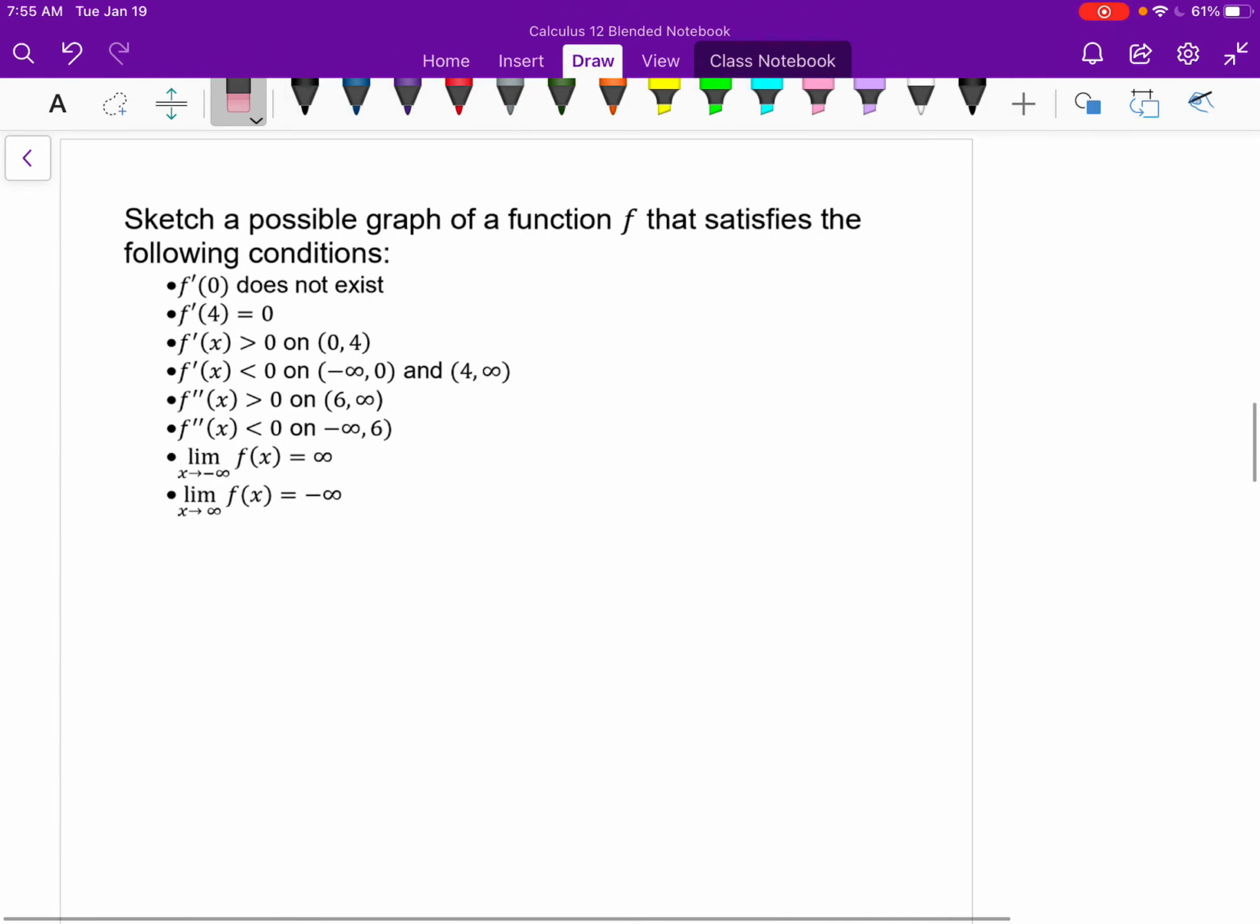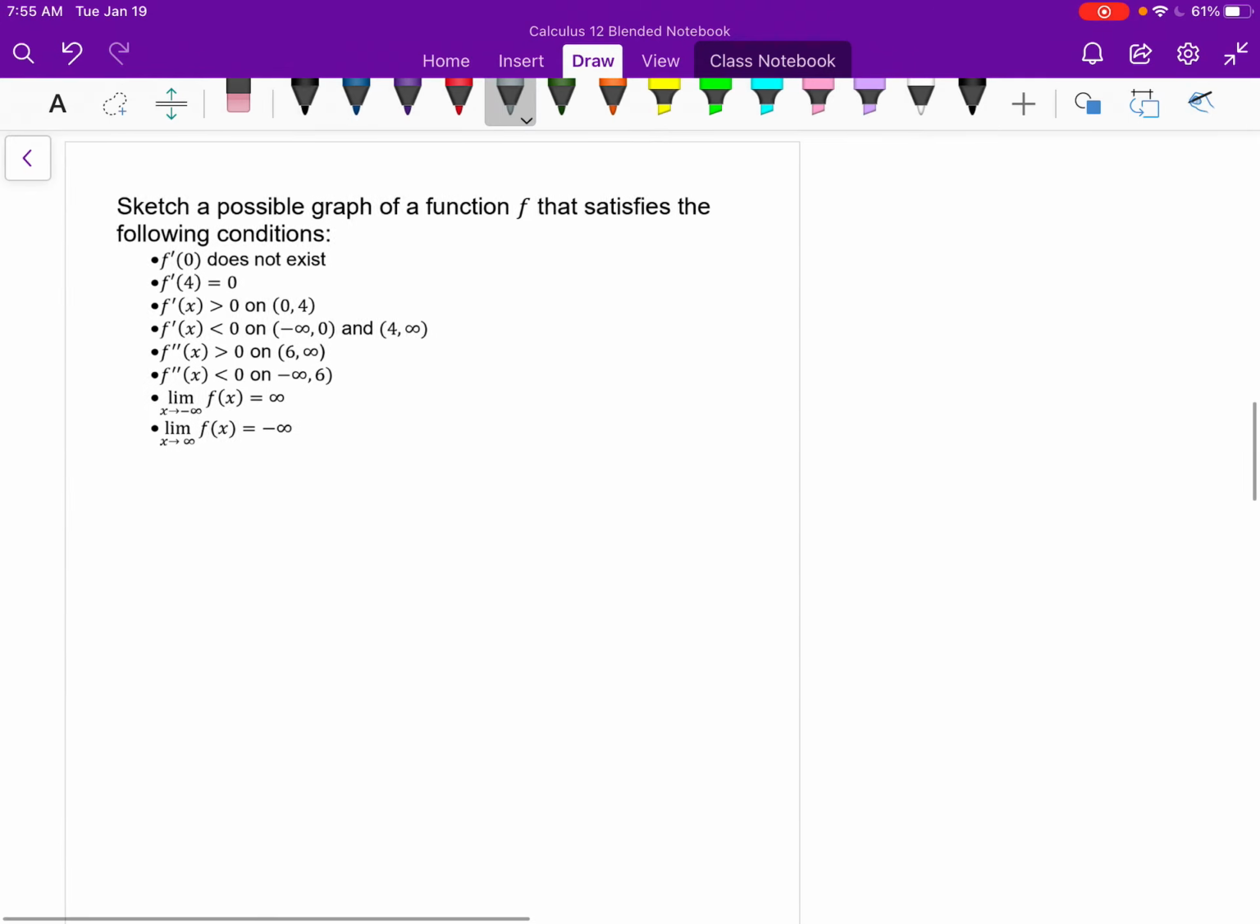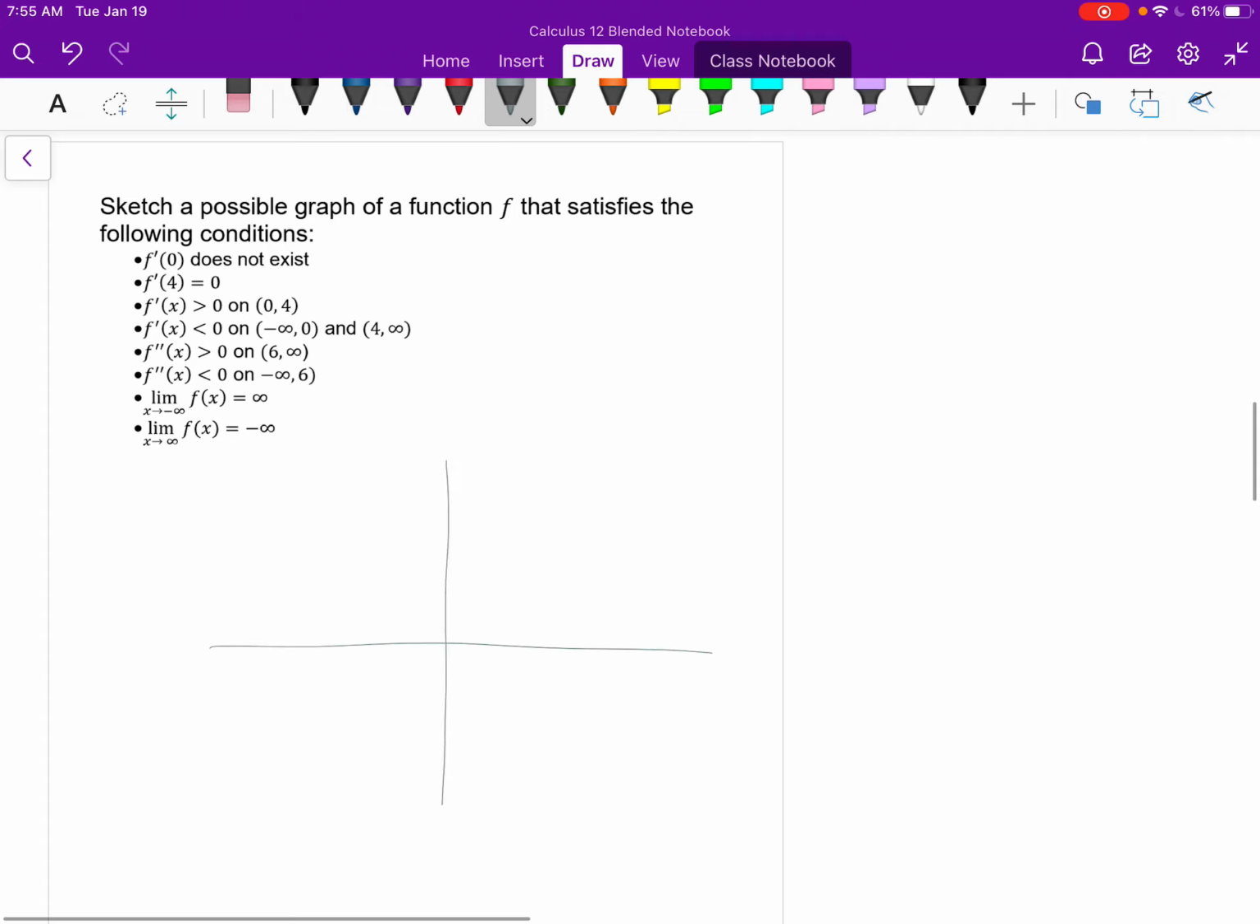Okay, so I'm going to do something similar as before. I'm going to sketch out a little x and y here, and I'll start to label points. So first, f prime does not exist at 0. Okay, so right at the origin, my derivative does not exist. Okay, that's it. I can't really draw much more than that. I can tell the origin's right at 0. I don't need to label that.